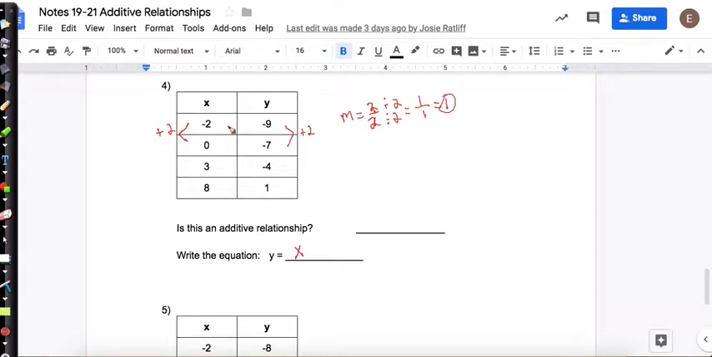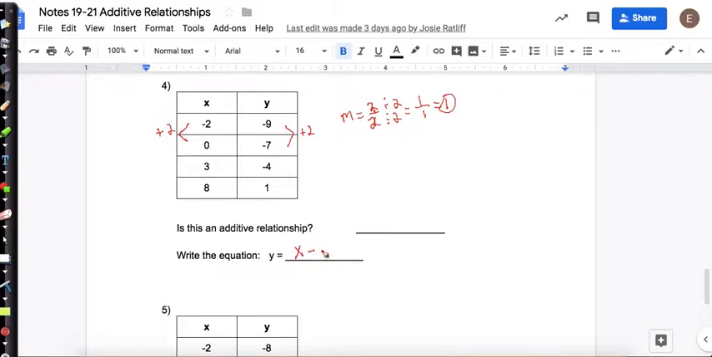So what are we doing to the x to get to the y? I see they're about 7 apart, okay? So are we thinking add 7 or subtract 7? Well, if you're thinking add 7, look down here. 8 plus 7 is not 1. So it must be subtract 7. So we would go x minus 7.